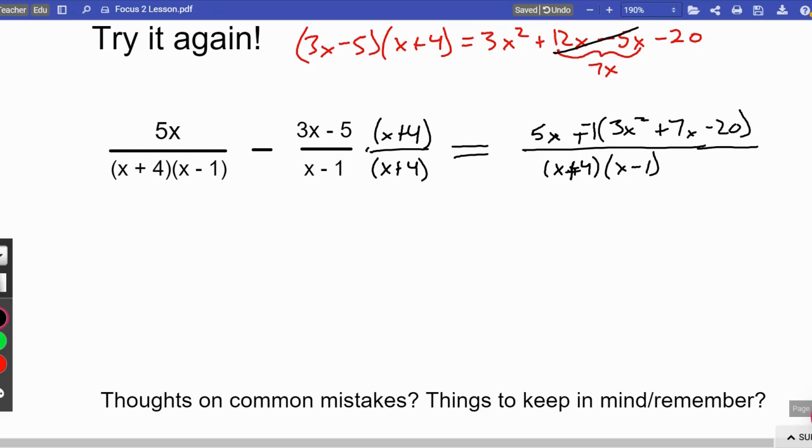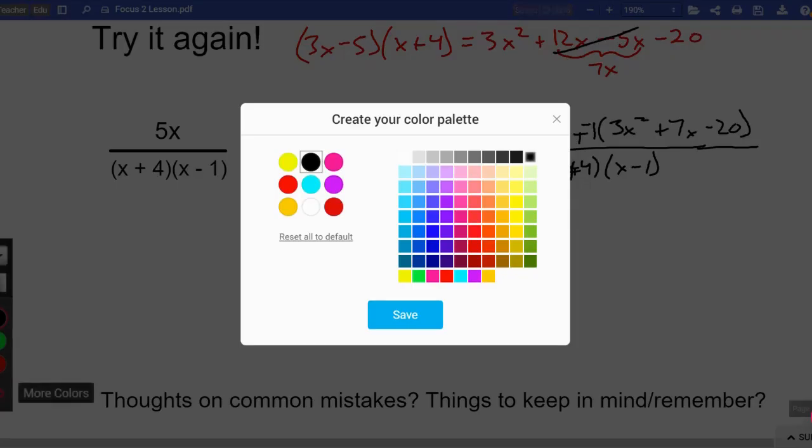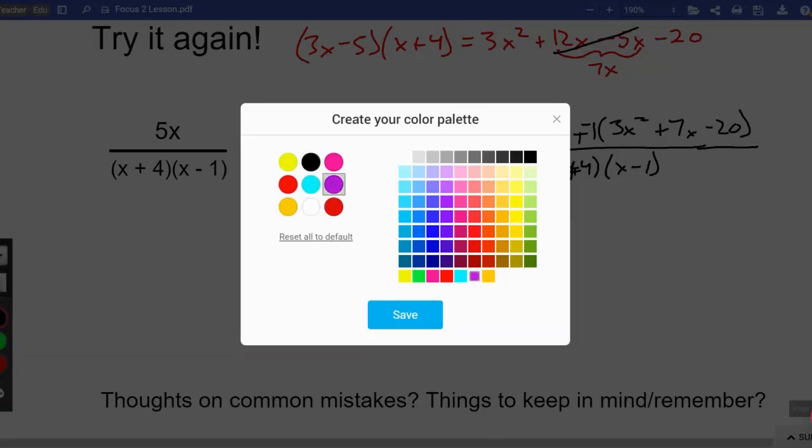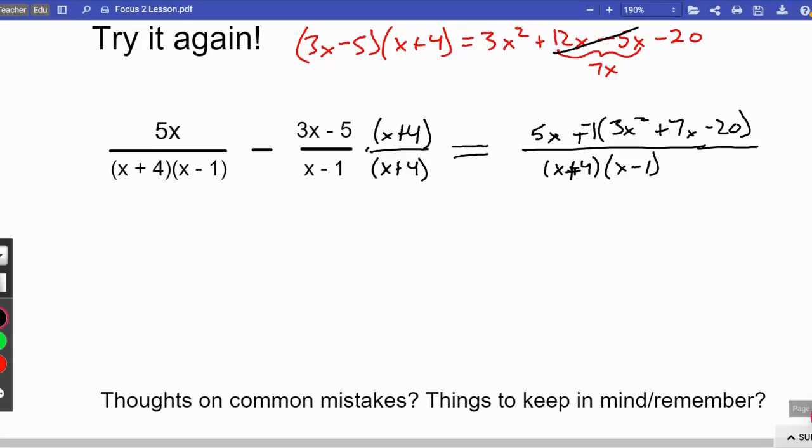So this would look like, let's get a different color. Sorry, pen stopped working.